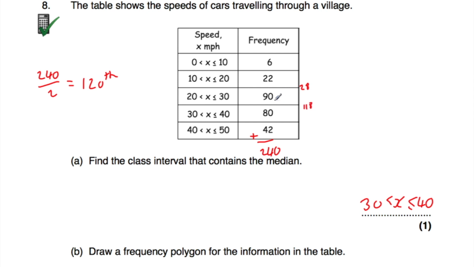So is the 120th one in here? No. We've now got another 80 speeds, so that'll be 198. Is the 120th one in here? Yes, it would be. So again, the class interval that contains the median would be x is bigger than 30, but less than or equal to 40. And either one of these two approaches would work. Typically, whenever you're asked a question, they would make it so that the class interval would be the same using either approach, but just make sure you show your method whenever you're doing it.